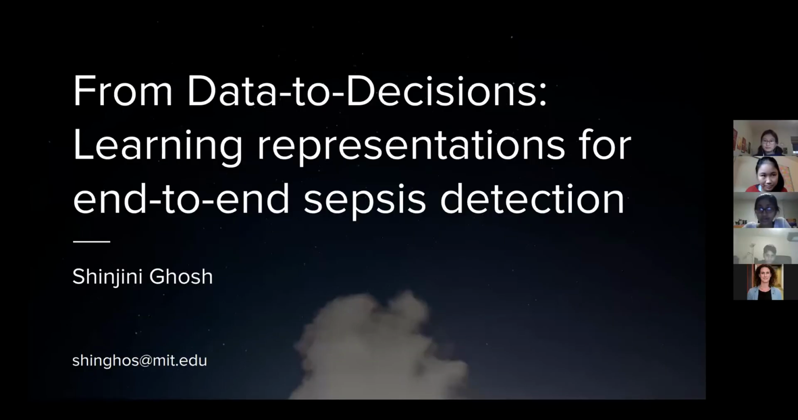a junior at MIT right now, and I'm majoring in computer science and in linguistics. And today I'll be speaking about two of my research projects, one of which is in the machine learning and healthcare field, and the other one, that one's still in progress, and it's in language acquisition and NLP field.